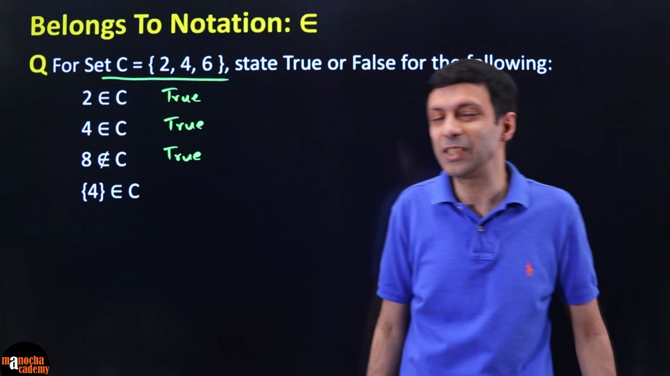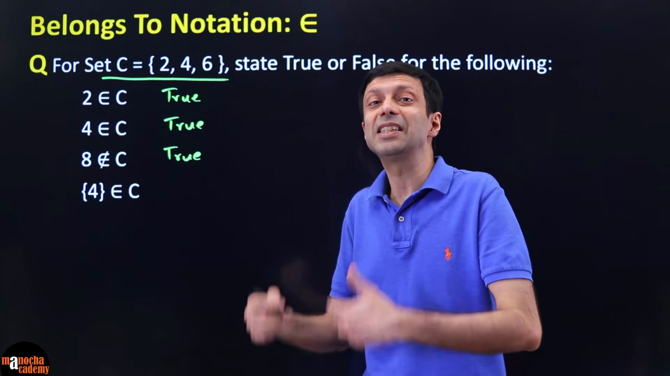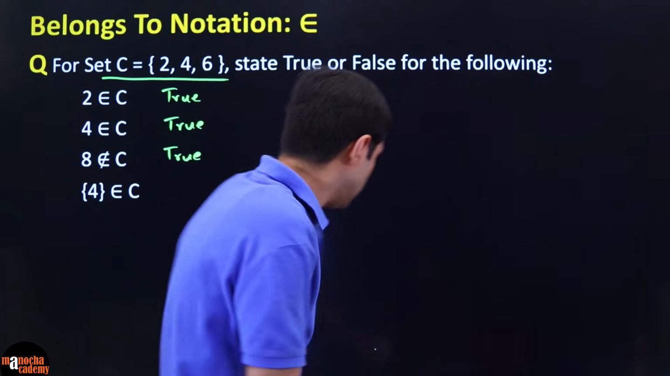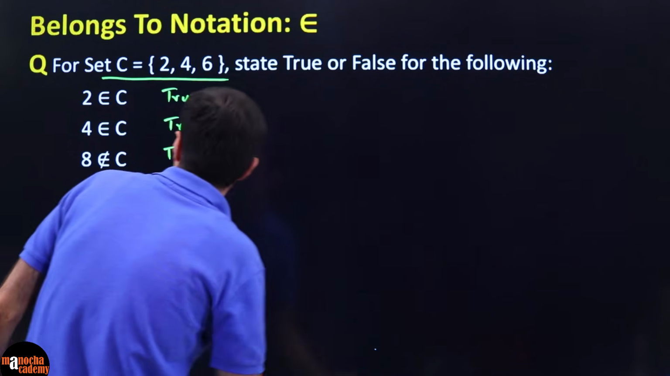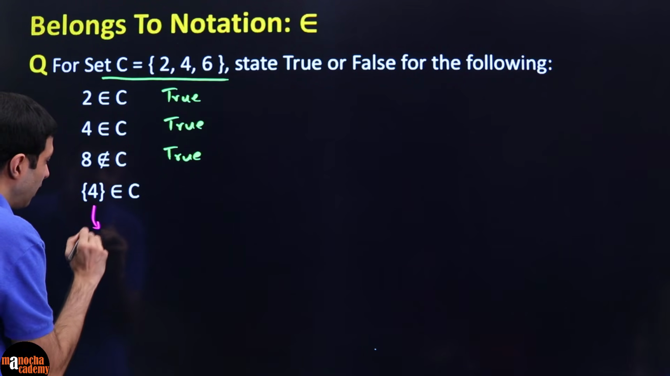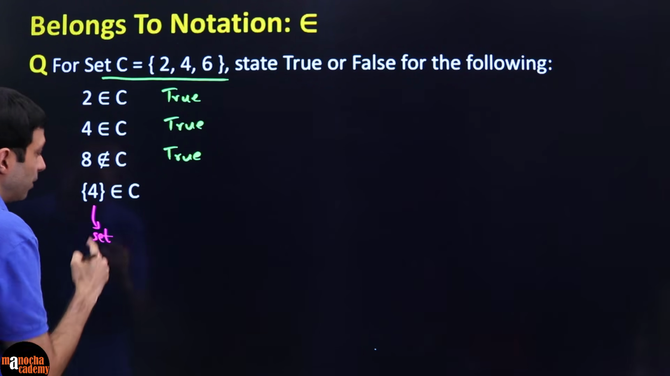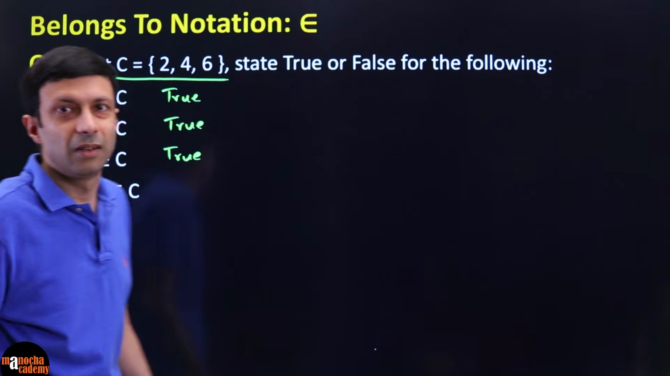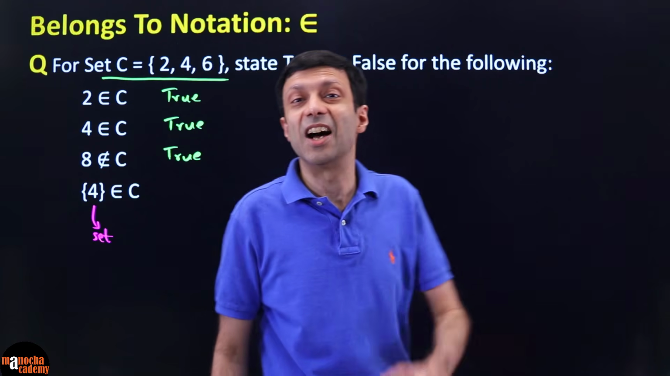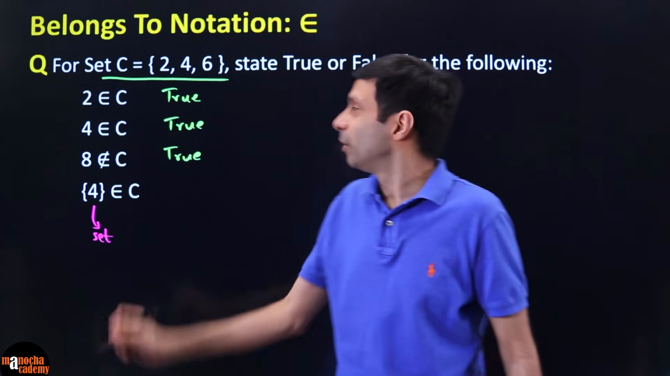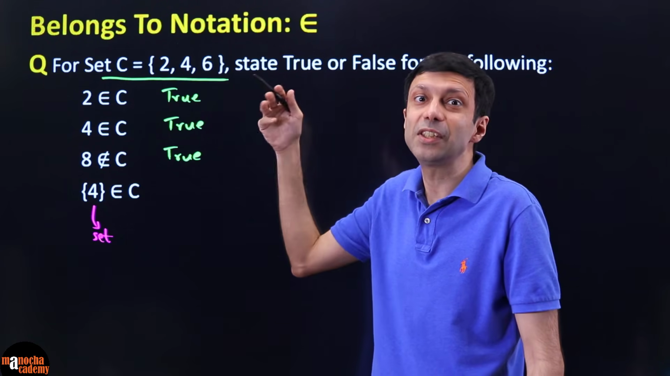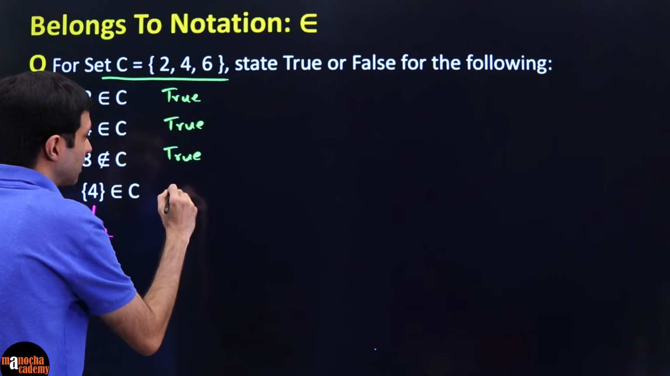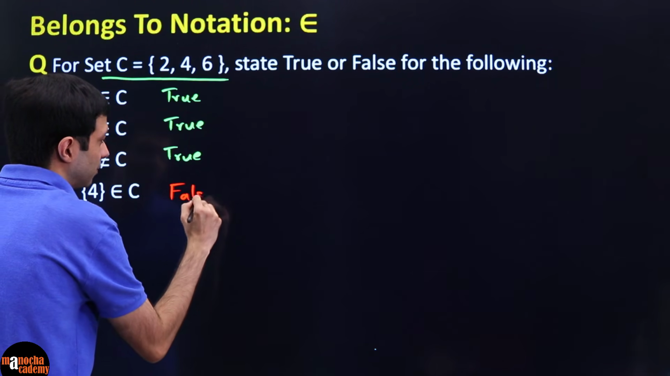And what does curly braces mean? Curly bracket means this is a set. So please be careful here. When you write this, you are saying this set {4}, right? Set which contains 4, does it belong to C? What do you think? The answer is no. This is false because it only has 4. It doesn't have a set in it. So this answer will be false.